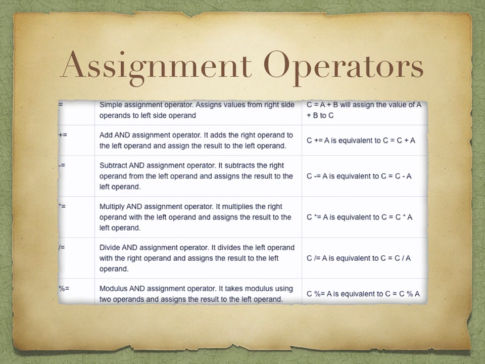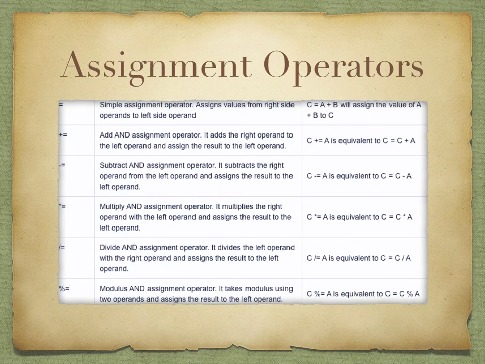Like that, another assignment operator that you have is plus equal to. If I write A plus equal to B, you're summing the values of A and B and storing that value into A. That is, A plus equal to B means A equal to A plus B.